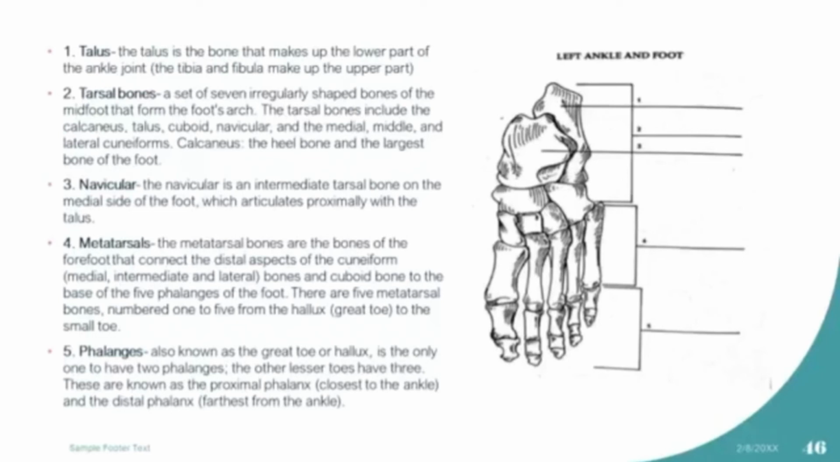Number 5, phalanges, also known as the great toe or hallux, is the only one to have 2 phalanges. The other lesser toes have 3. These are known as the proximal phalanx and the distal phalanx.